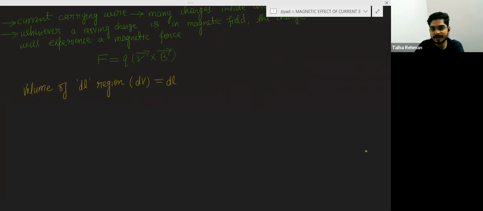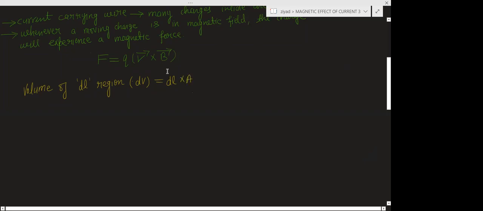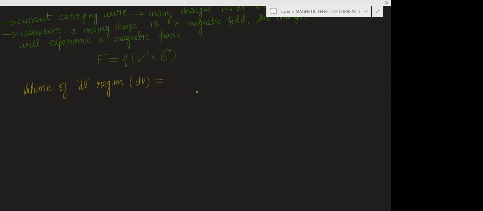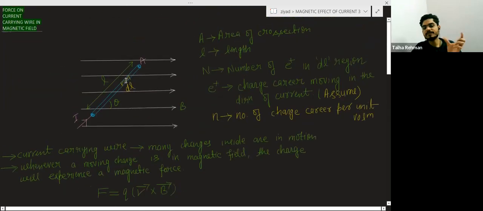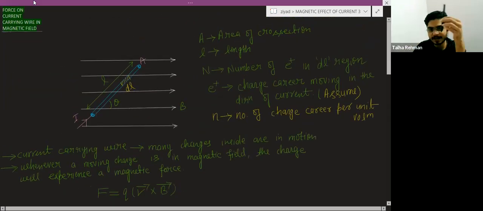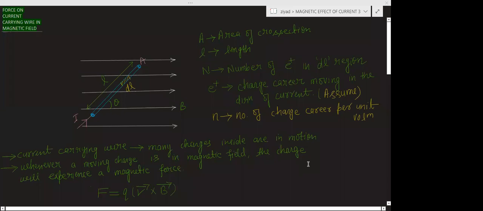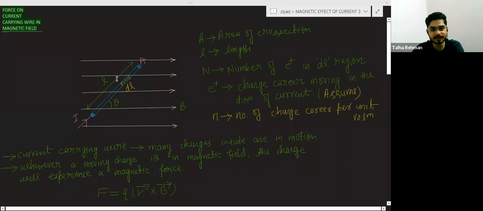So volume is length into area. You can write dl into A, or A into dl, the area of cross section into dl. This will be the volume. You can imagine this becomes a very small cylinder. Suppose this is the wire I have, and I take a very small length of this wire, from here to here. This small cylinder has some length and also some volume.